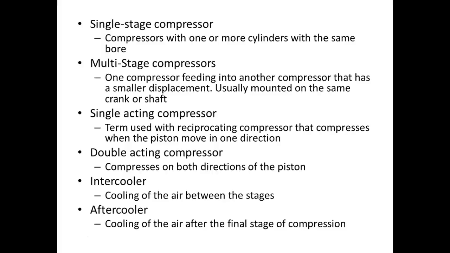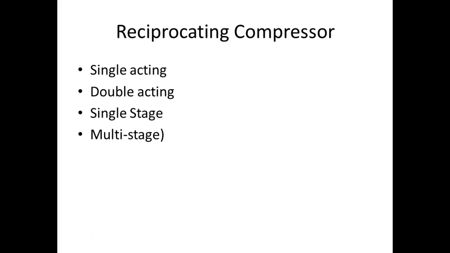Intercooler. So when we compress this air, somehow we're going to have to cool it, right? And then aftercooler. So the intercooler is what we use in multi-stage compressors, where we literally cool it between each stage. And then the aftercooler is what most of your industrial compressors use. They have some type of chiller or cooler on the output of the compressor. These are all reciprocating compressors: single acting, double acting, single stage, and multi-stage.